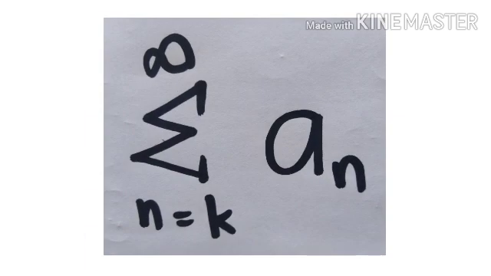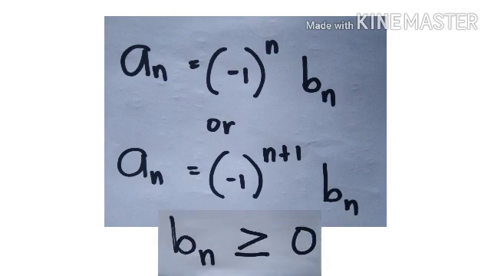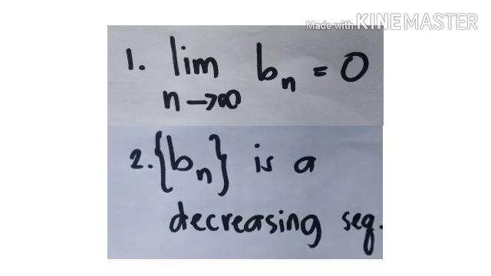So we have the general form, summation of n is equal to k to infinity of a sub n. We can rewrite that as a sub n is equal to negative 1 raised to n of b sub n, or a sub n is equal to negative 1 raised to n plus 1 of b sub n, where b sub n is greater than or equal to 0. For this to be true, we know two things. One, the limit as n approaches infinity of b sub n is equal to 0. And two, b sub n is a decreasing sequence.